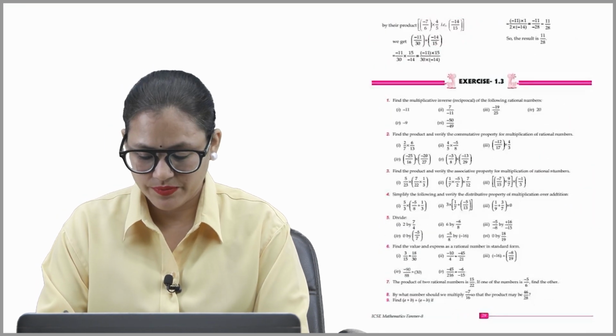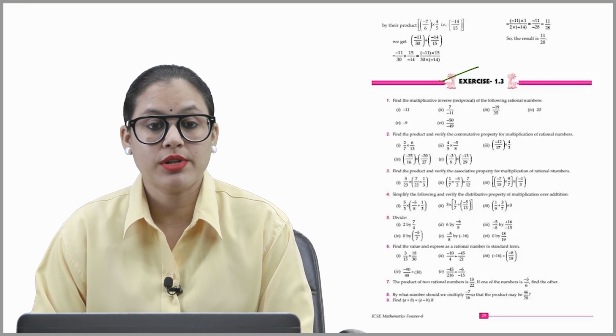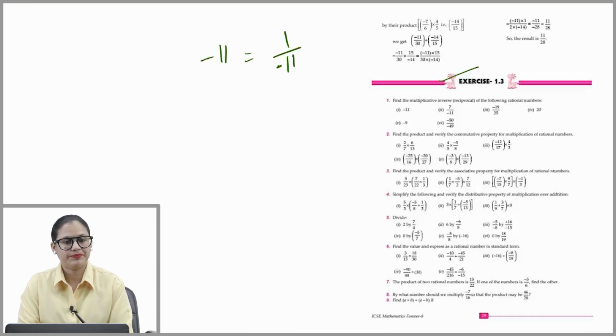Exercise 1.3. Find the multiplicative inverse, that is reciprocal, of the following rational numbers. Minus 11 by minus 11. So we have to find the multiplicative inverse of this rational number. So it will be 1 by minus 11. Okay.